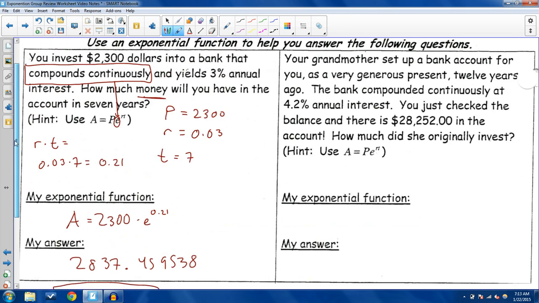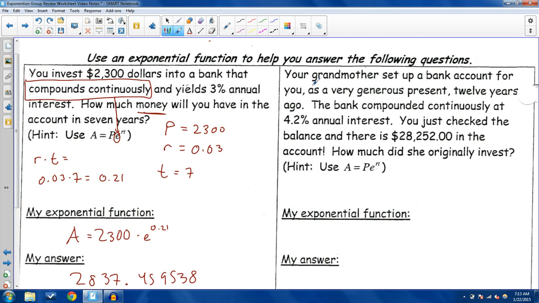Your grandmother set up a bank account for you as a very generous present 12 years ago. t is 12. The bank compounded continuously at 4.2% annual interest. So it did at that amount. So 12 years later, it's going to be a different amount. Let's go and figure that out now.